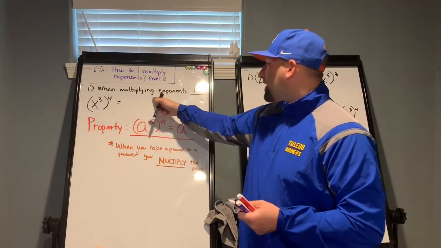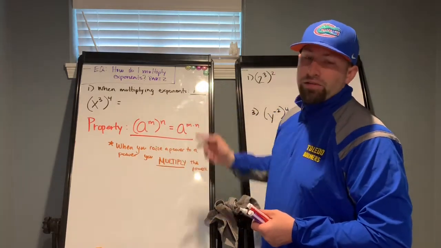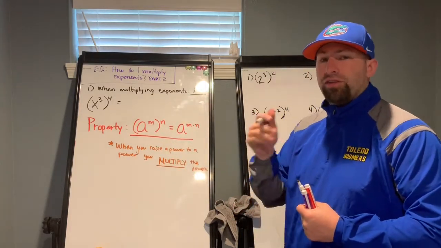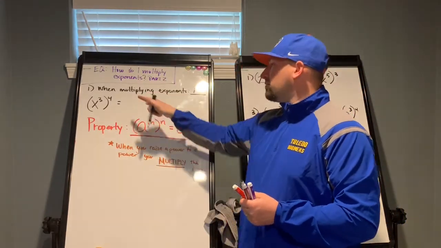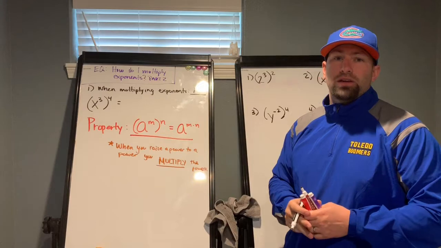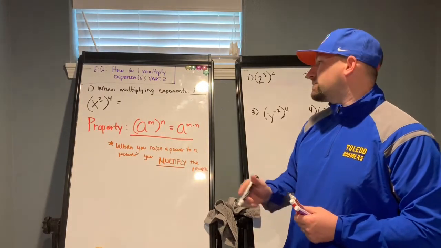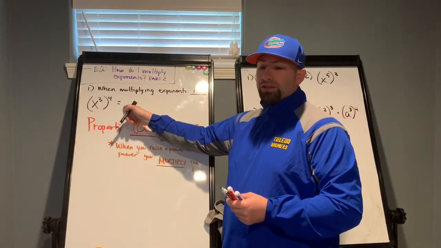When multiplying exponents, you add. We learned that last lesson. If you don't know it, go to the YouTube video from the last lesson. You can learn all that. When you multiply exponents, you're going to add those exponents. Now we're going to be raising a power to a power.